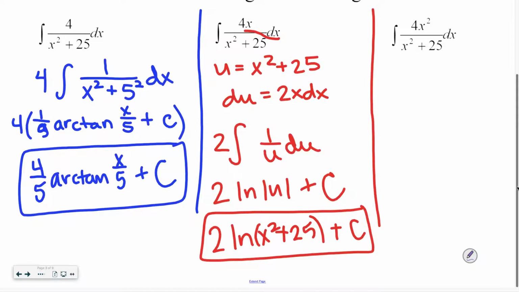No, because you'd have 2x dx that you're replacing. So you'd have a 2x left over. And then solving for x here, you have u minus 25, plus or minus square root.